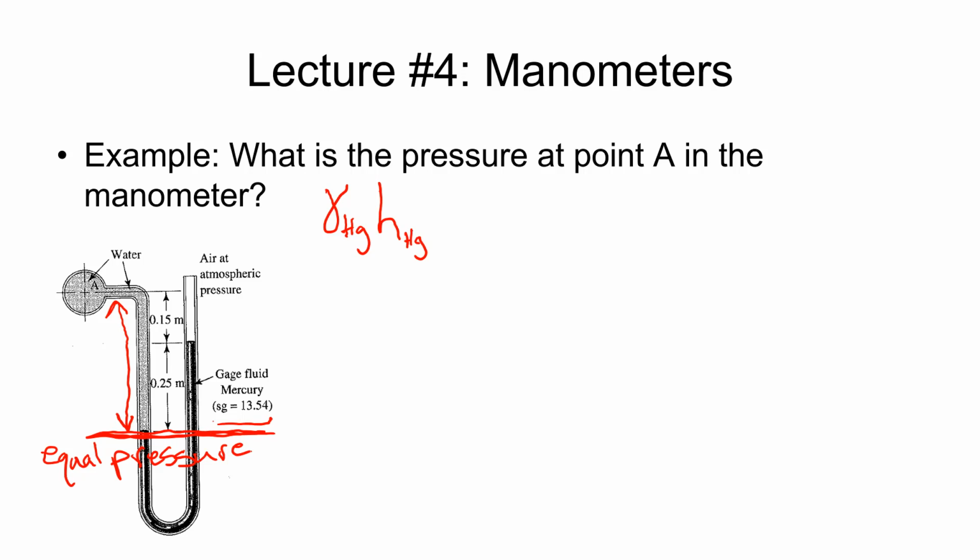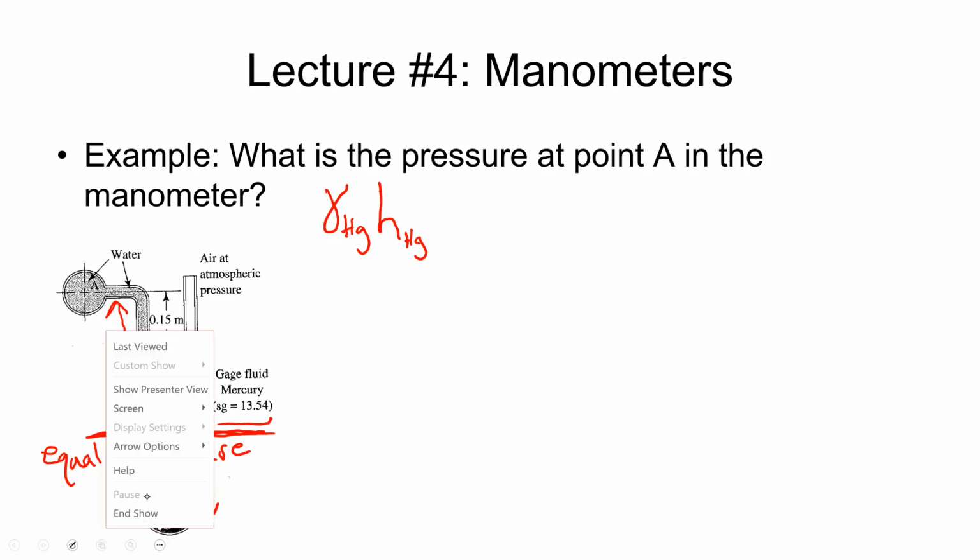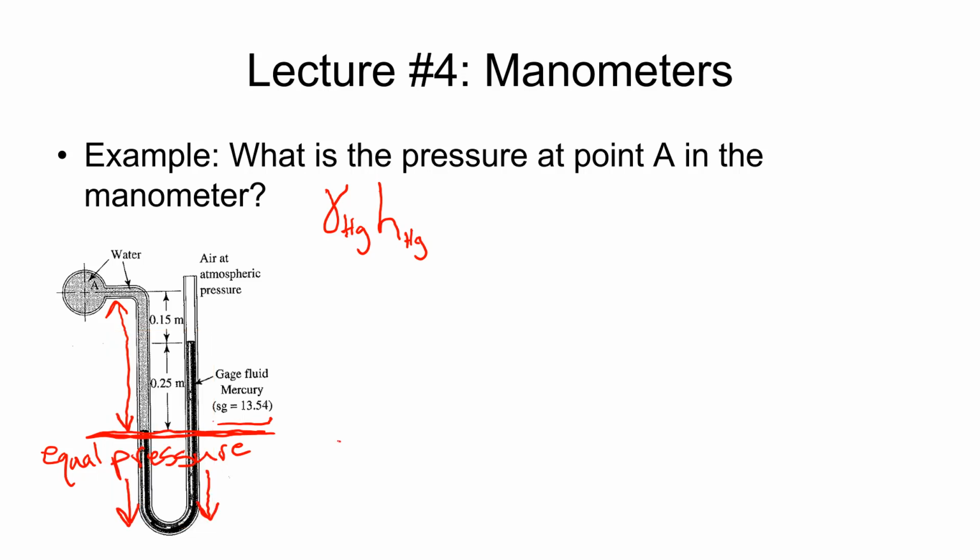And now we want to account for the water. The water is going to act in the opposite direction. The pressure of the water is acting downwards in this manometer, whereas the mercury is acting downwards on the other side. And so these two pressures are counteracting each other, opposing each other around this bottom and canceling each other out. So we're going to write it out as our specific weight of our water times the height of our water.